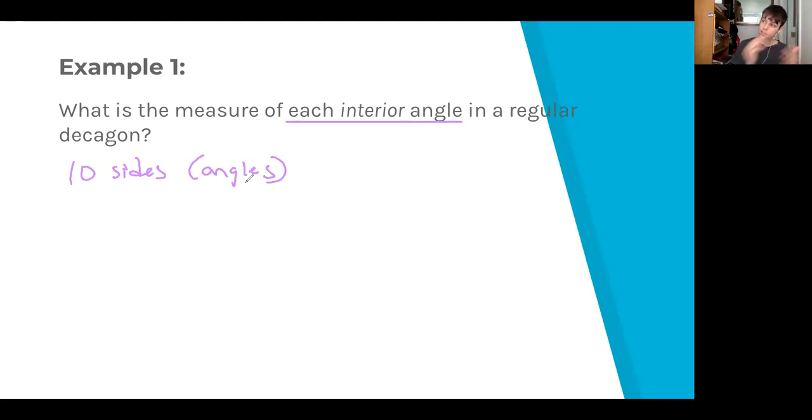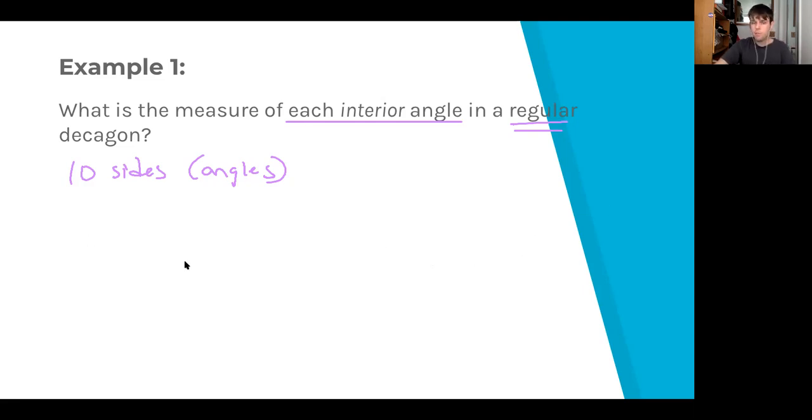Triangles have 3 sides, 3 angles. Quadrilaterals have 4 sides, 4 angles, right? And so forth. So each angle is going to be the same because it is regular. So all angles will be the same. There are a couple ways that we can go about this. I'm going to show one method here, and I think this one will be the most intuitive.